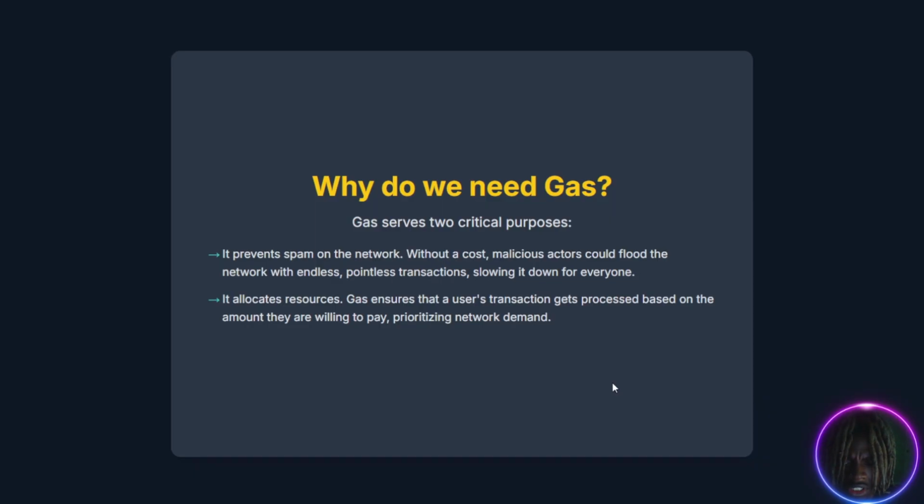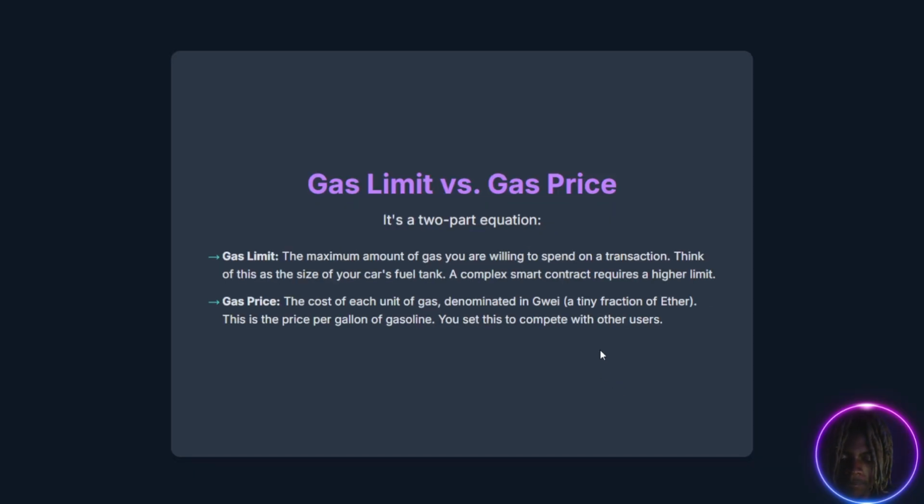And it allocates resources. Gas ensures that a user's transaction gets processed based on the amount they are willing to pay, prioritizing network demand. So you can choose, depending on the speed as well, how fast you want your transaction to be processed via how much you want to pay. A lot of the time, the more expensive it is, the faster it'll be sent, and it'll be sent pretty quickly with normal options a lot of the time.